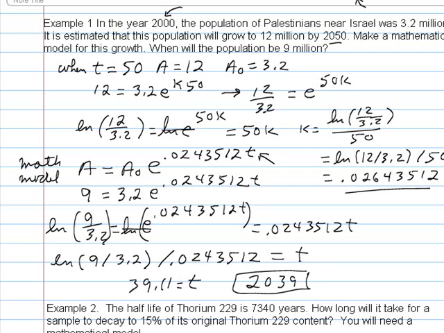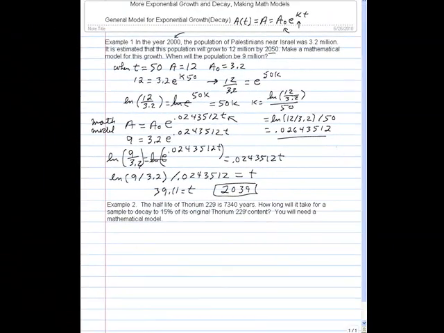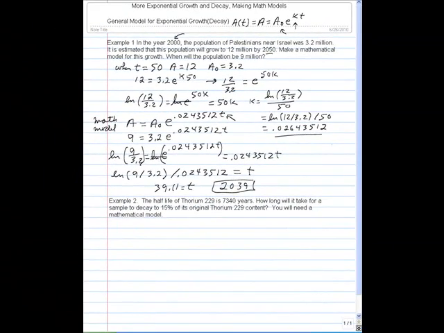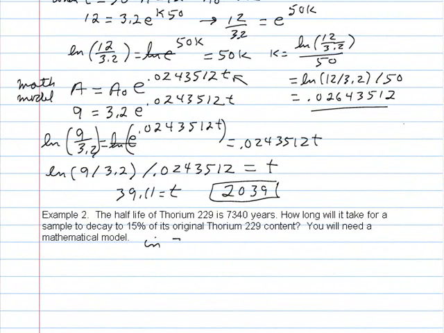The second one is kind of chemistry related. It says the half-life of thorium is 7,340 years. How long will it take for a sample to decay to 15% of the original thorium-229? You will need a math model. To do this one, you need to know what half-life means. Half-life means in 7,340 years, the amount you have, A, will be half of what you started with, A naught.